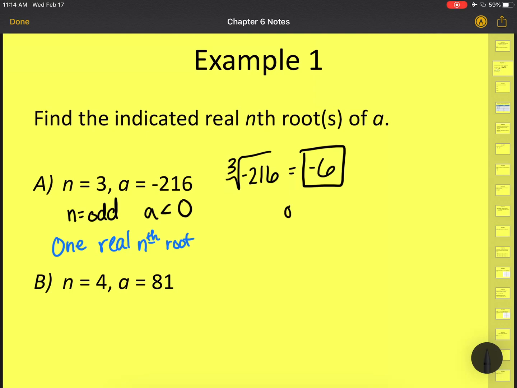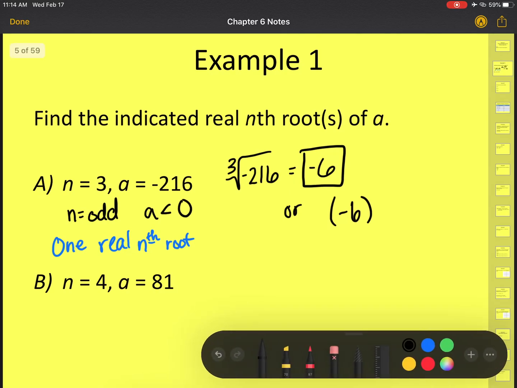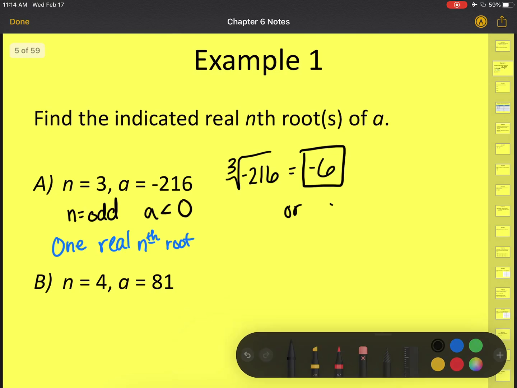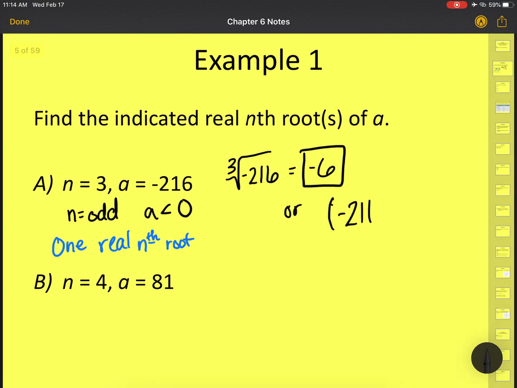Or we can rewrite this as negative 6 is equal to negative 216 to the 1/3, if we rewrite that radical. They mean the same exact thing. Now let's look at b. Well, n in this case is even this time, and a is greater than 0 because it's 81 now.